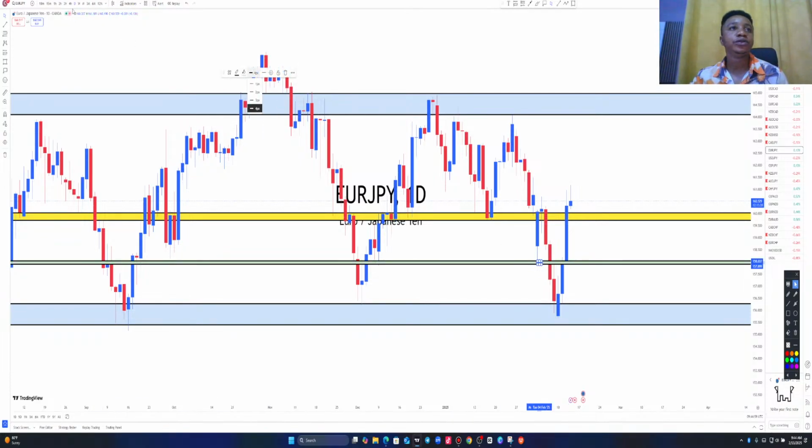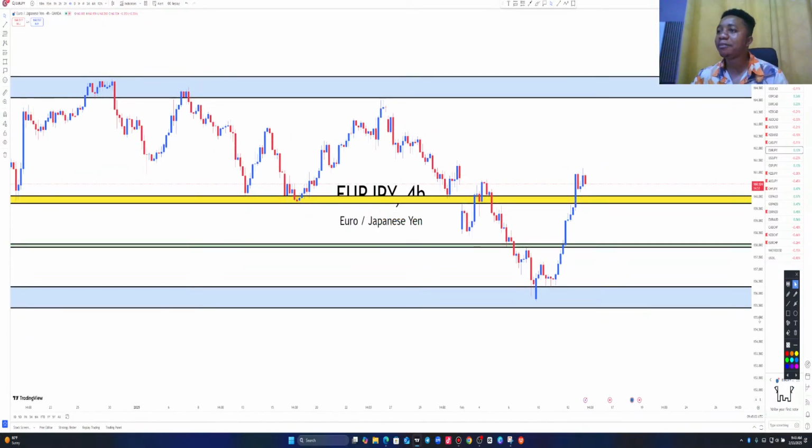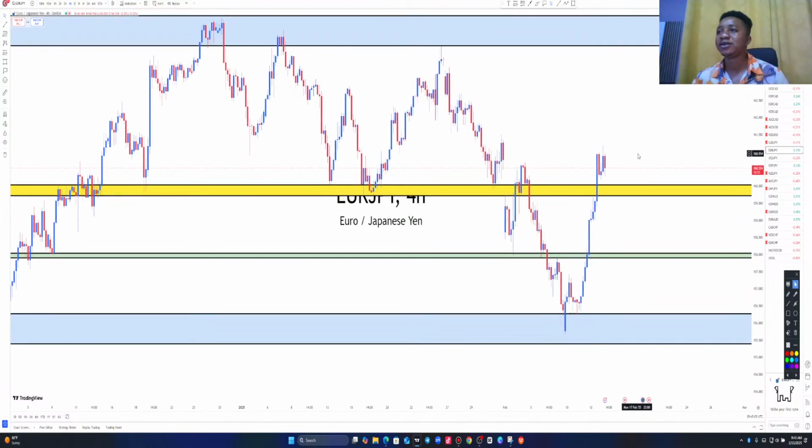All right, so on to the 4 hour time frame. So this is the 4 hour time frame. As I said, I'm not buying this pair. I'll be looking for a sell. How will I look for the sell? Over here on the 4 hour, we are in an uptrend. So I'll be expecting a break of structure first before I sell.